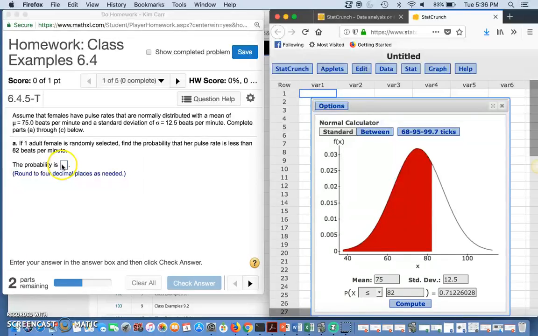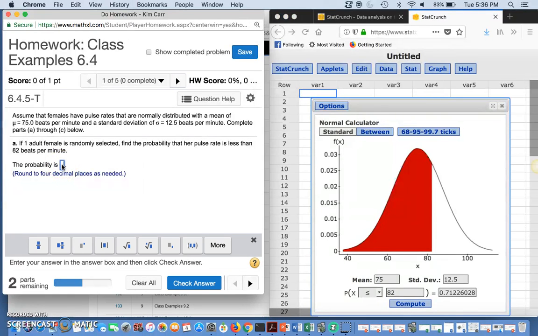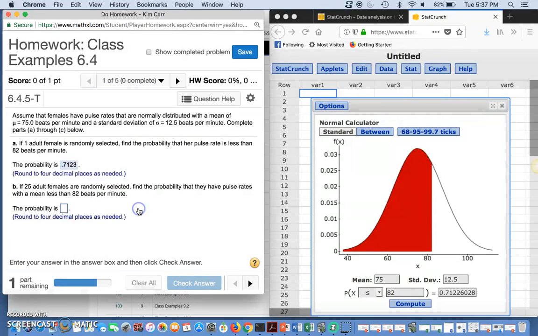Okay, we get an answer, and that's 0.7123 when I round it to 4 decimal places. The 6 rounds that 2 up. Okay, but now we have to divide it by the square root of 25. The standard deviation is divided by the square root of 25, with a mean, less than 82 beats.